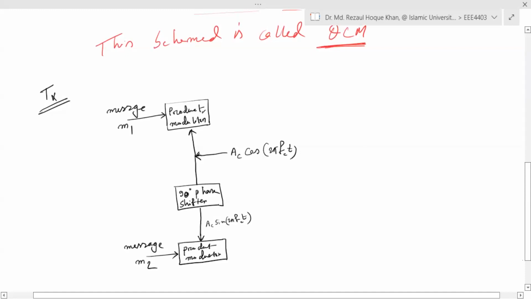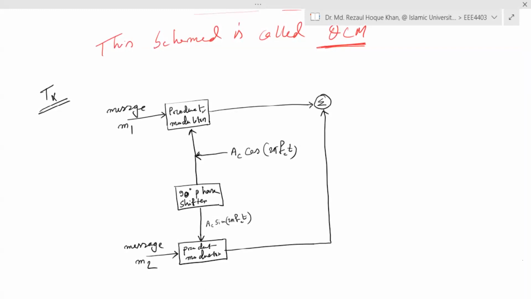Then what do we do? We combine them. The outputs of these product modulators are combined with a combiner, and it is multiplexed. So this signal is the multiplexed signal. That signal we transmit.